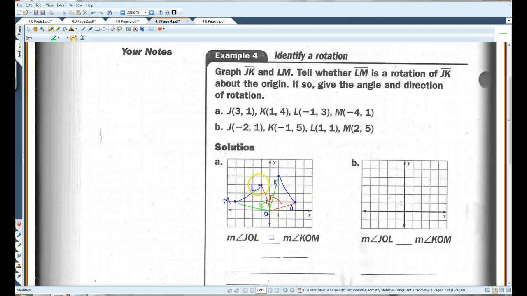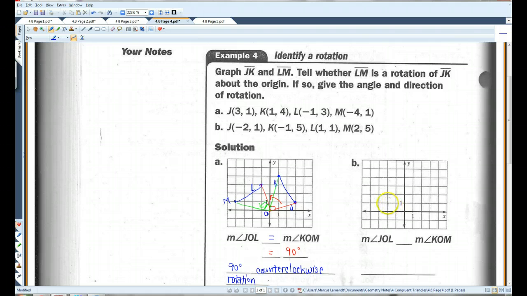Now, you can also hopefully tell this is a right angle, as is this one. So the angles equal 90 degrees. So this is A. I'm going to switch back to blue. 90 degrees counterclockwise rotation. Alright, let's do the next one.